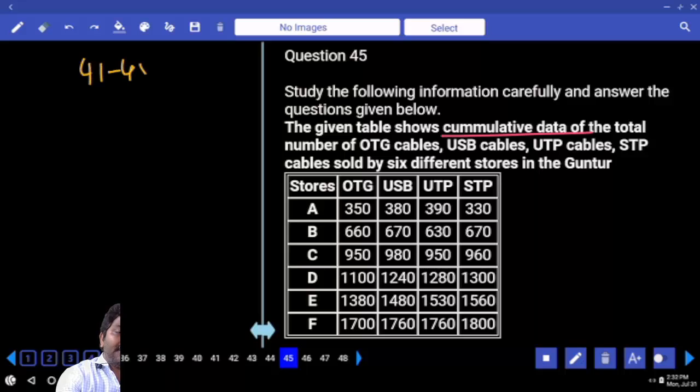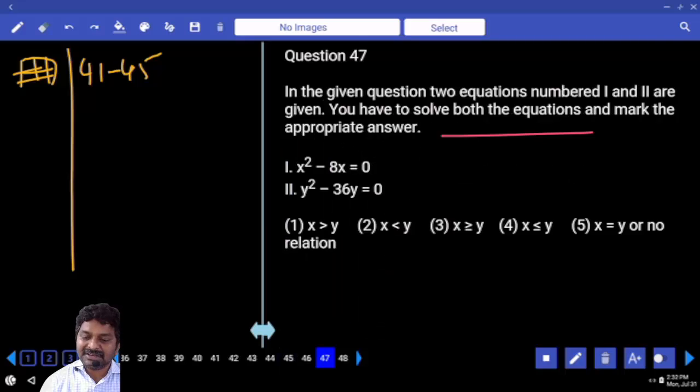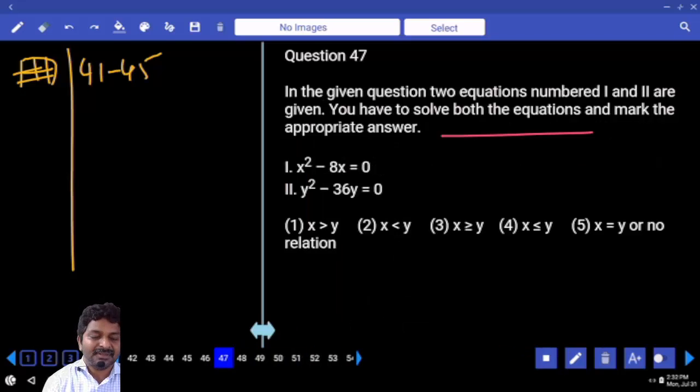41 to 45 table but cumulative. It is not that we can't solve this. What is the point? Time taking. So we are holding it. But still, how many questions are there? 41 to 46, right? 6 questions. Worth spending time even after some time also.